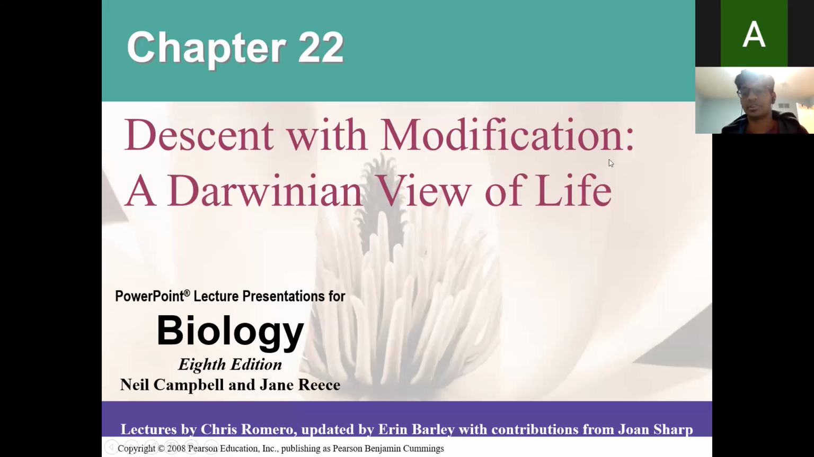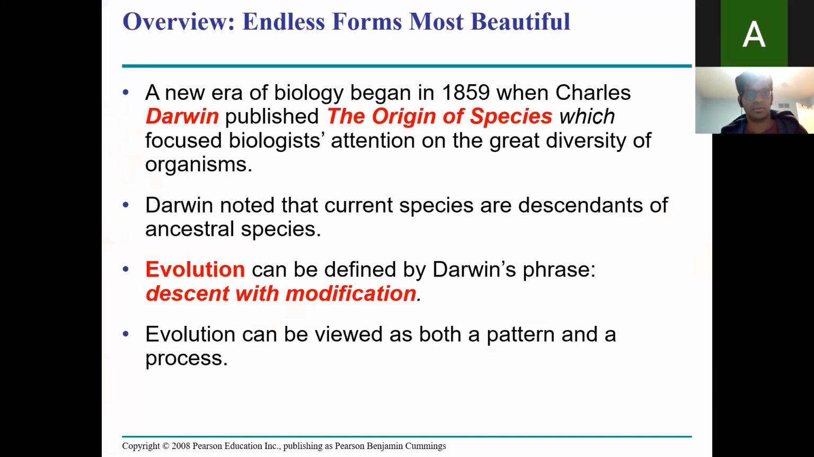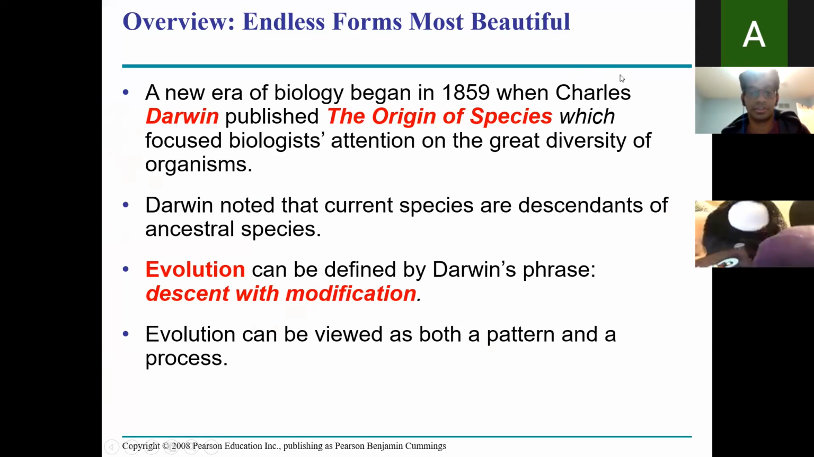So chapter 22, we're just going to start with an overview of evolution, and ideally, if we can, we're going to get into more specifics today. Of course, Darwin is the most important person when we're talking about evolution. He really started it all. In 1859 he published The Origin of Species, which focused biologists' attention on the great variety and diversity of organisms. That really started our look into evolution and really boosted how we think about biology today.